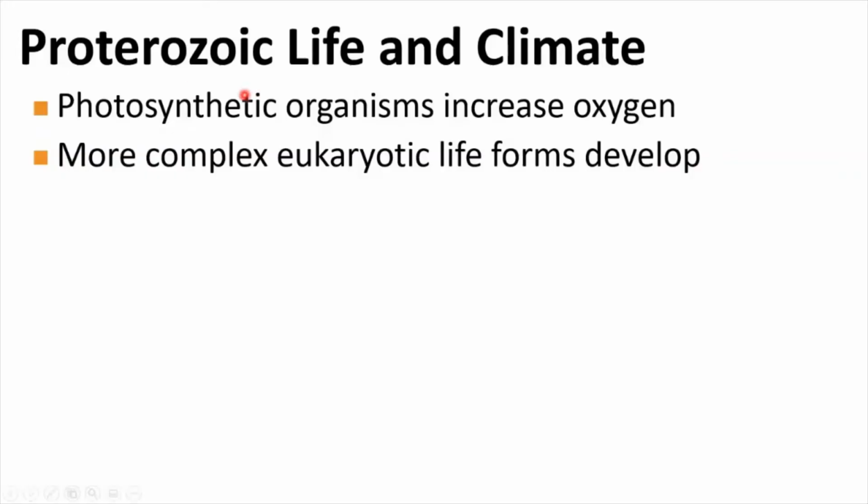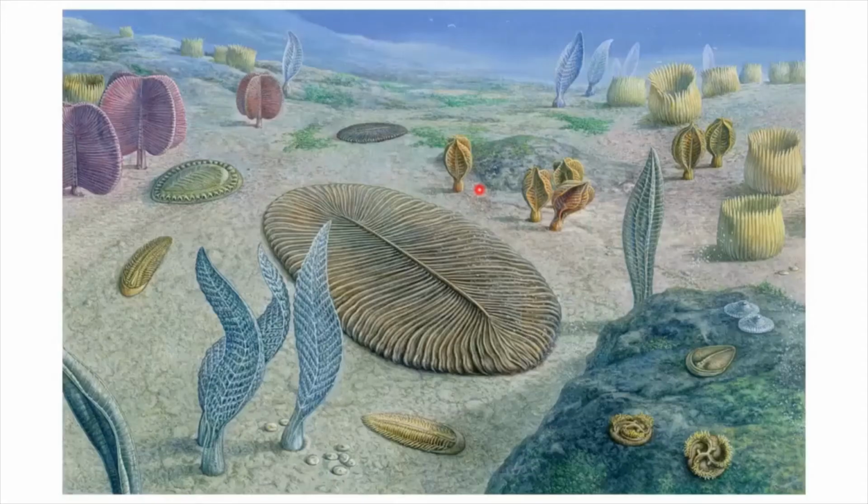Now, what did life look like in the Proterozoic and climate? We start seeing photosynthetic organisms increasing the oxygen. And we have more complex eukaryotic life that those forms develop. And eukaryotes have a true nucleus. Now, during this time, this is the Ediacaran fauna. This was an artist's reconstruction. Now, as you'll notice, the organisms are very different than what we see today.